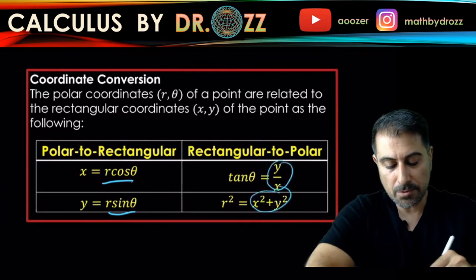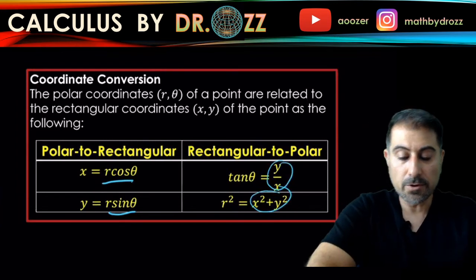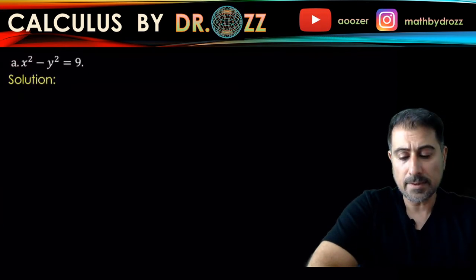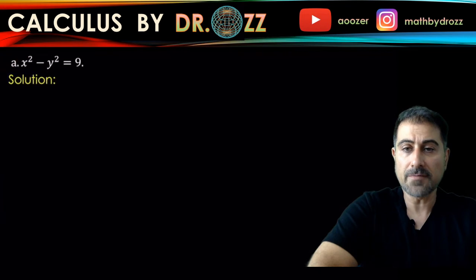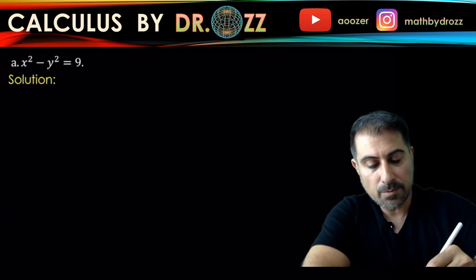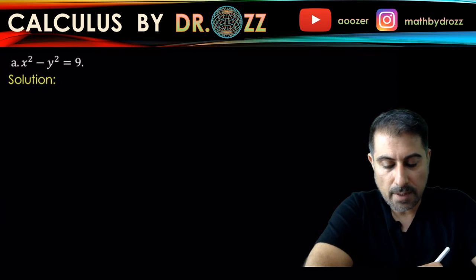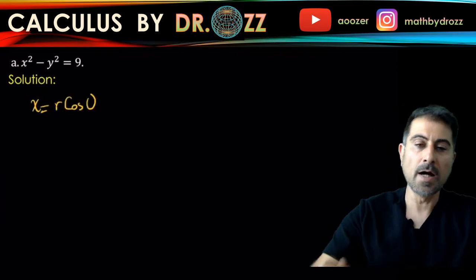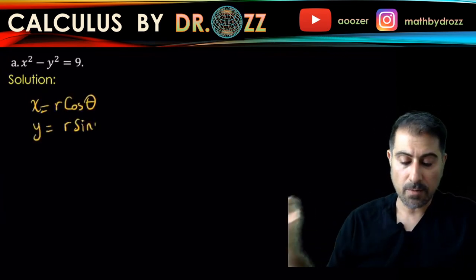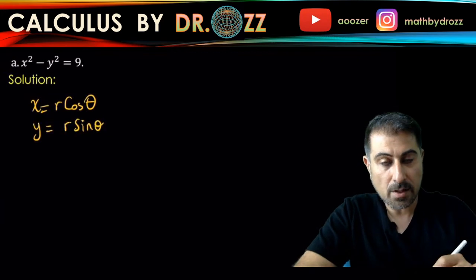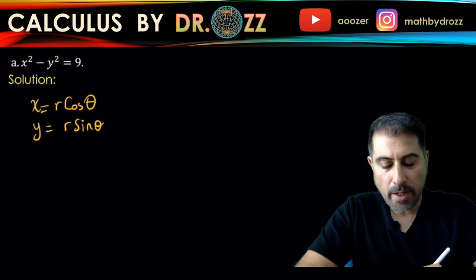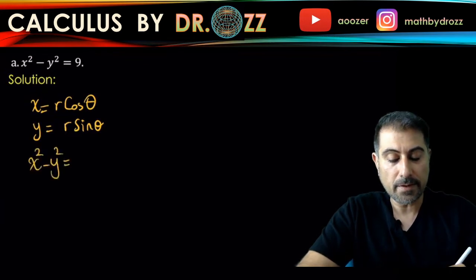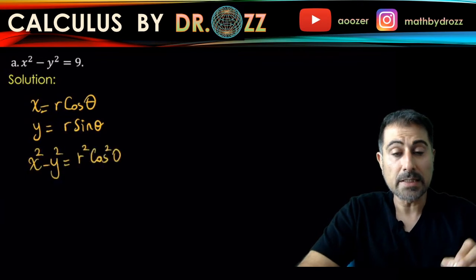For the time being, I'm going to use these two formulas to convert x squared minus y squared equals 9 to its polar form. As you can recall from the previous section, this defines a hyperbola. So x equals r cosine theta and y equals r sine theta. What is x squared minus y squared based on this transformation? It equals r squared cosine squared theta minus r squared sine squared theta.